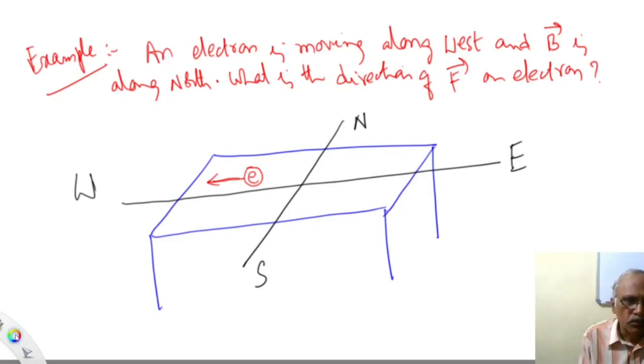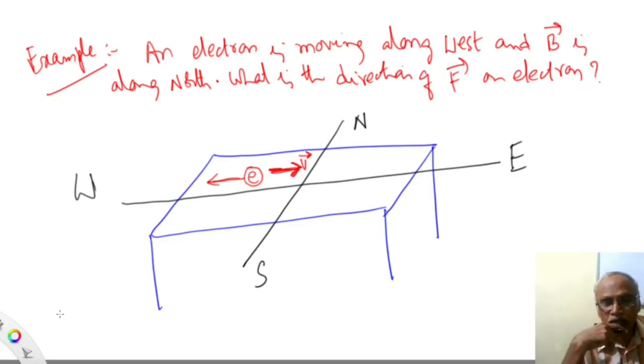Velocity is towards east. Why like that, sir? Because the direction of force depends upon the charge also, positive or negative. In the formula F equals Q into V bar cross B bar, we are taking Q as a positive charge. If Q is negative, then the direction of force will also be reversed. So the velocity you have to take is along east.